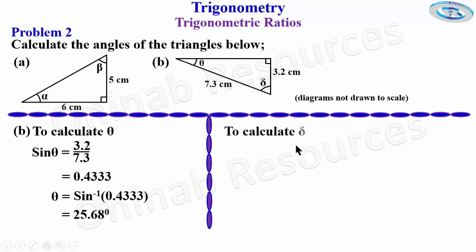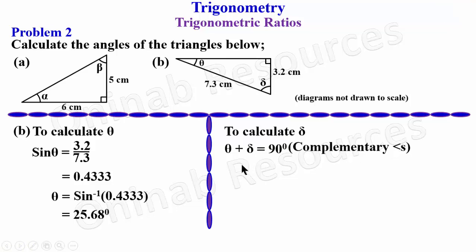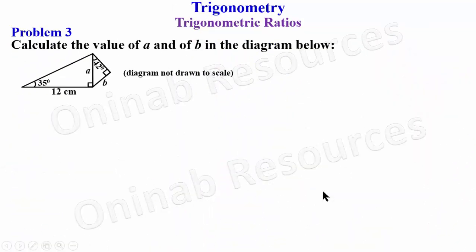To calculate delta, we still apply the principle of complementary angles. So in that case, we have theta plus delta is going to be 90 degrees. It is complementary angles. So we go ahead to find the value of delta by subtracting theta from 90. So we have it as 90 minus 25.68 degrees, and that gives 64.32 degrees. So we have done justice to problem 2. We then go to problem 3.